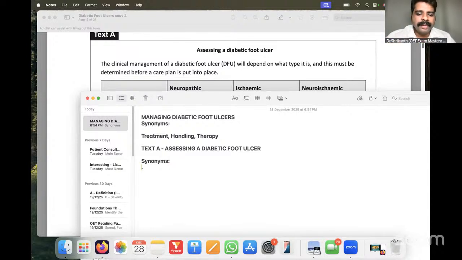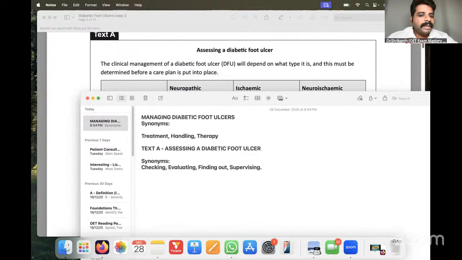So assessing basically means checking, or evaluating, finding out, supervising, all these kinds of things. These are certain synonyms for assessment. That means we don't know whether the patient is having a diabetic foot ulcer or not. We are just assessing it, that is, we are checking for it.